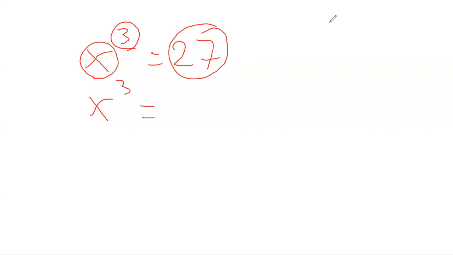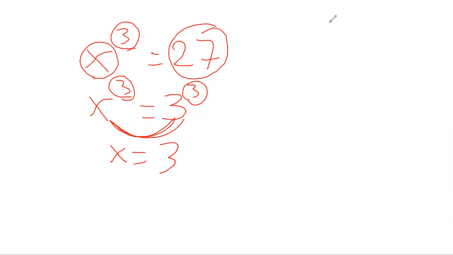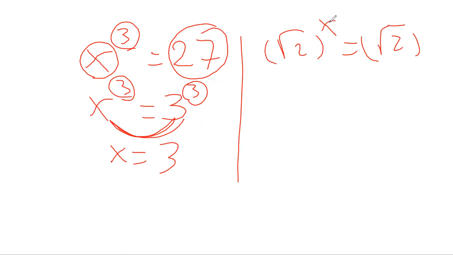Yes, I can see someone remembering. So 3 power 3. So the powers are equal, so the bases are equal. So x equals 3. Okay, and when the bases are equal, root 2, for example, power of x equals root 2 power of 5. Bases are equal, so the powers will be equal. So x in this case equals 5. This was the rules.